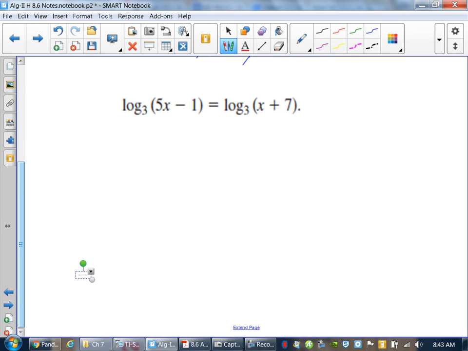For example, if I have log base 3 of 5x minus 1 equals log base 3 of x plus 7. Do those have the same log bases? Yes. So technically, if I show it long form, if I do this, what happens to the junk in the parentheses? It drops. And you get 5x minus 1 is x plus 7. And you get x equals 2.